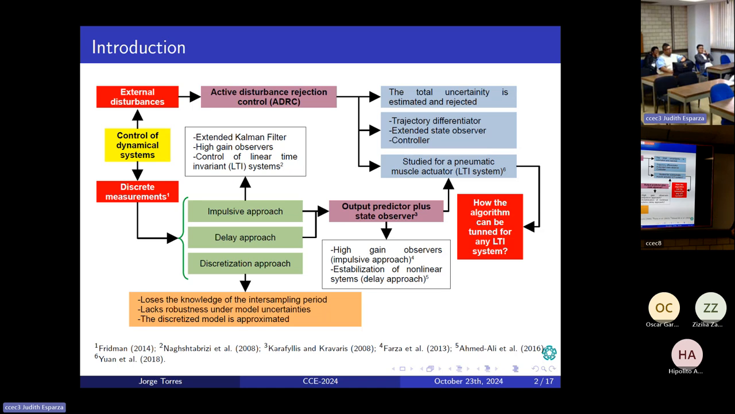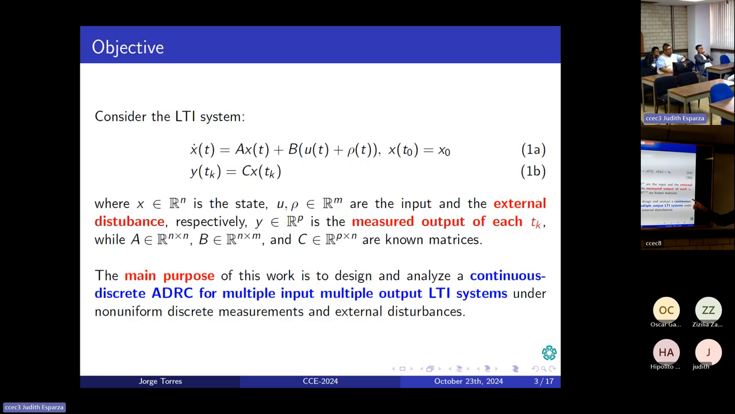It was previously studied for high-gain observers by the impulsive approach or for the stabilization of nonlinear systems in a delay approach. The active disturbance rejection controller was previously coupled with the output predictor plus state observer in a pneumatic muscle actuator, which guarantees practical stability without proposing a criterion for tuning the proposed algorithm. So one of the main questions here is how can we tune the proposed algorithm for any linear time invariant system.